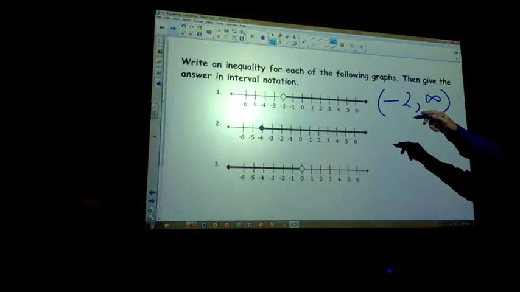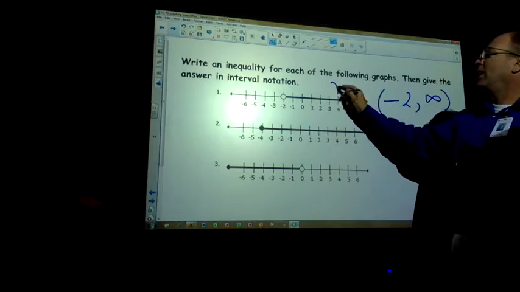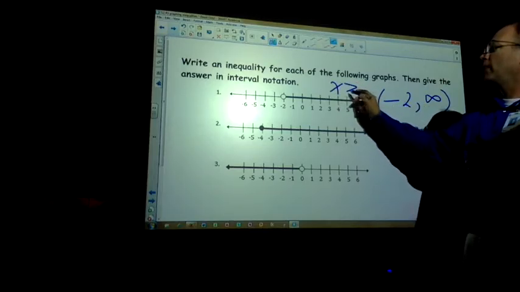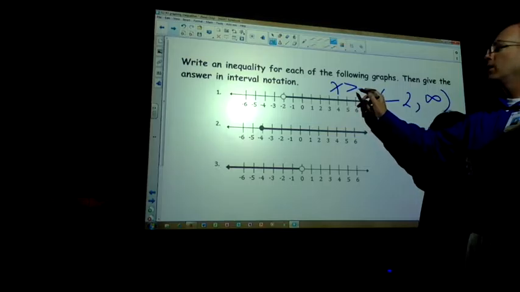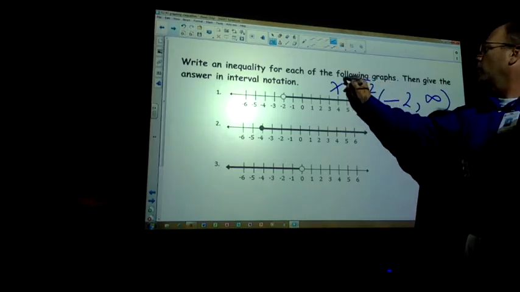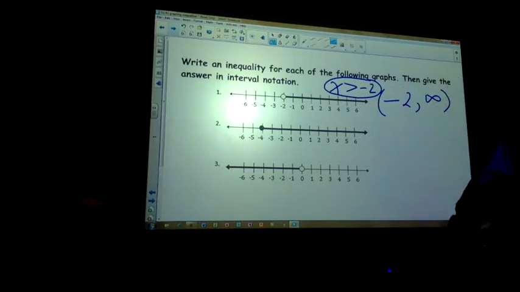Infinity. So what would the equation be? X is greater than, or do I have an underline? Oh, negative 2, no underline. There you go, that's my equation. Well, you want to have the variable first unless you make it a compound. And then the next one coming is a bracket. Okay, gotcha.